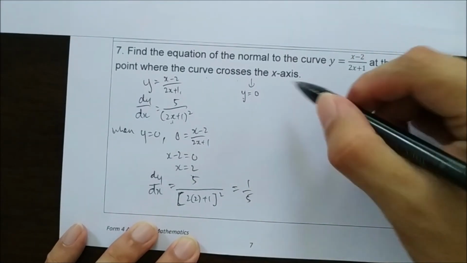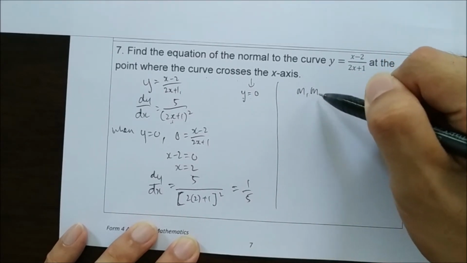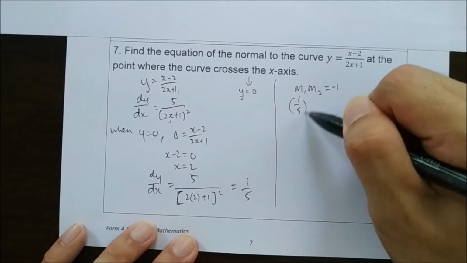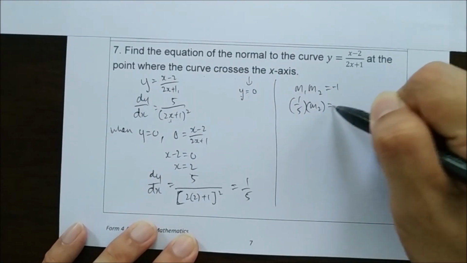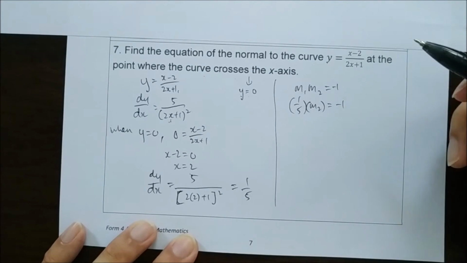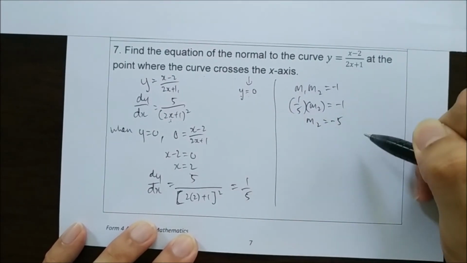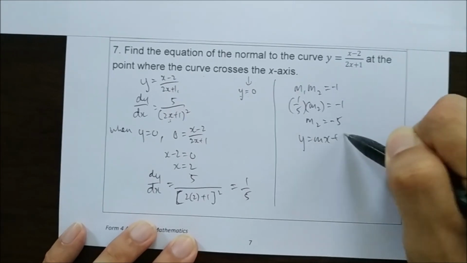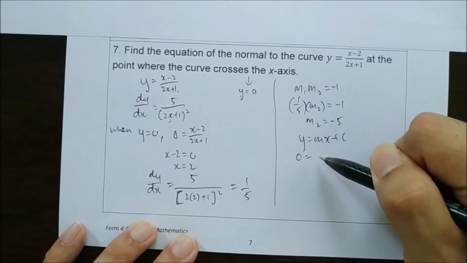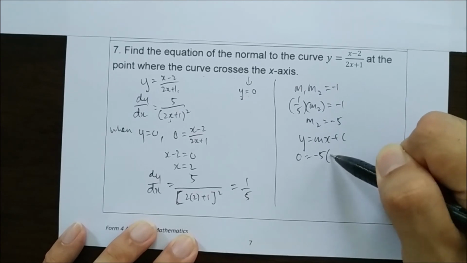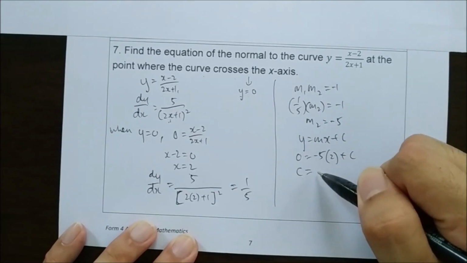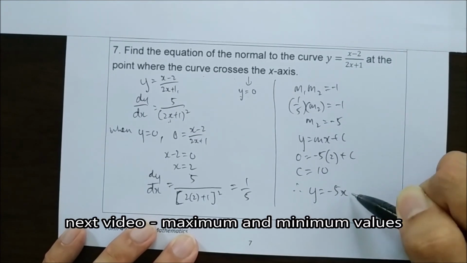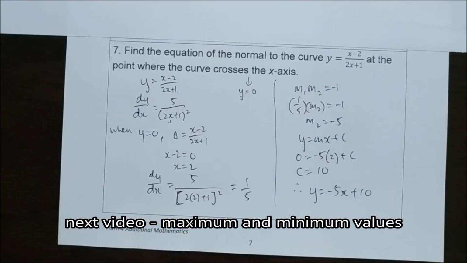To find the equation of a normal, again, we need to use the formula negative 1 over the gradient. So you get negative 1 over 5, which is similar to the previous question. So y equals mx plus c, where y is 0, m is negative 5, x is 2, plus c, and then c equals 10. So y equals negative 5x plus 10. That's all. Thank you.